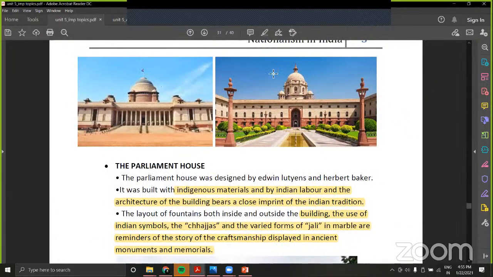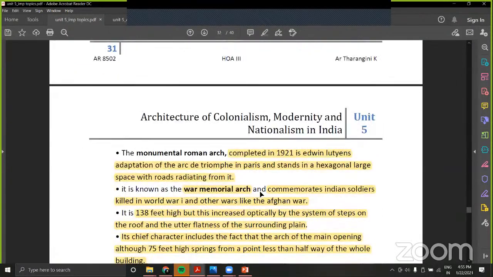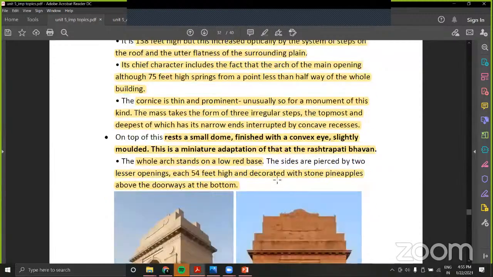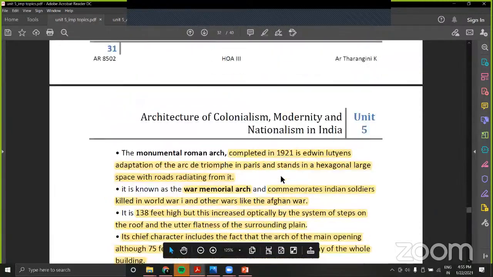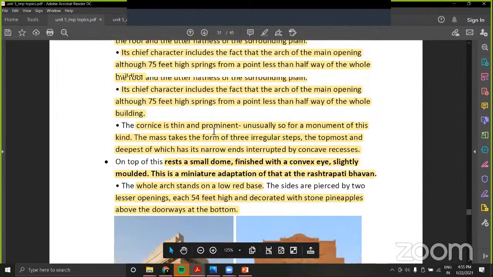So you can see all those onion domes and all those facades, windows there, and all those pointed arches. You can see all these nowadays. It still exists, and this is the India Gate, which we will talk about. We will just talk about this in more detail.